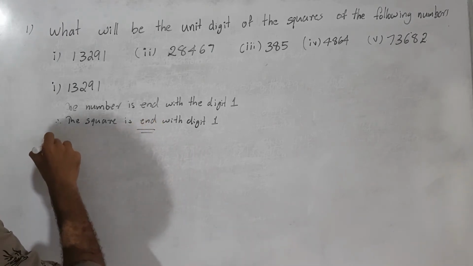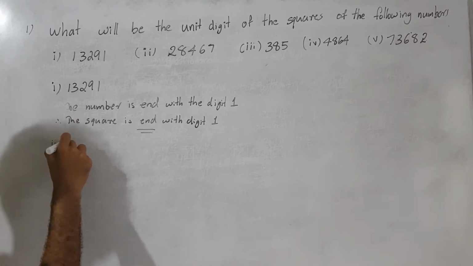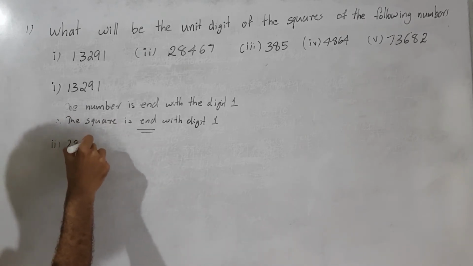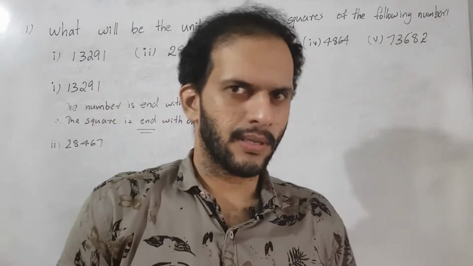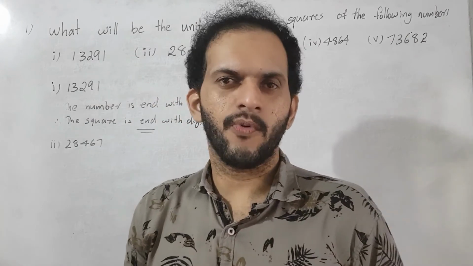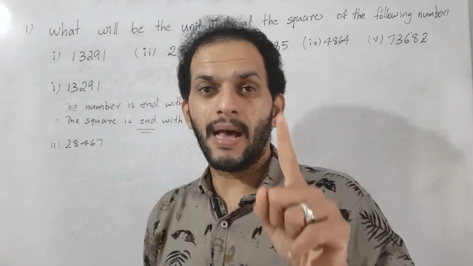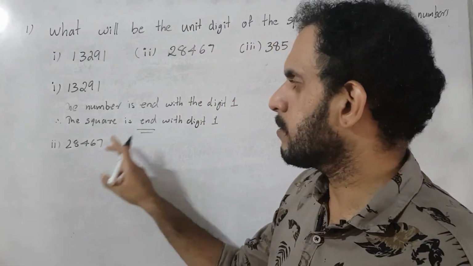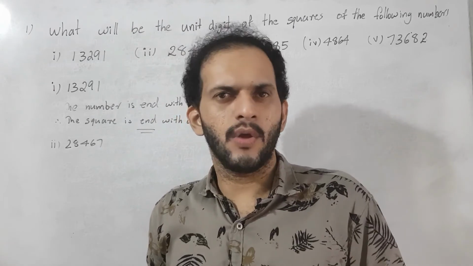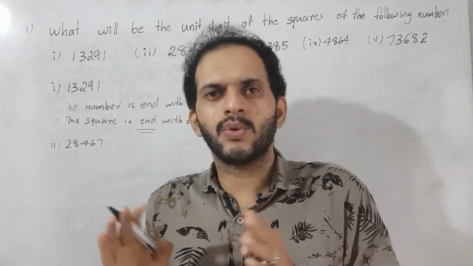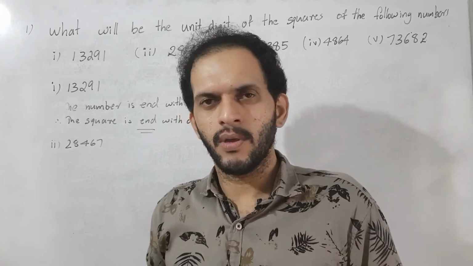So the next one, what is the next number? Yes, 28,467. Correct? It is very clear the number ends with the digit 7. The number ends with the digit 7, then we studied that the square of that number ends only with the digit 9.